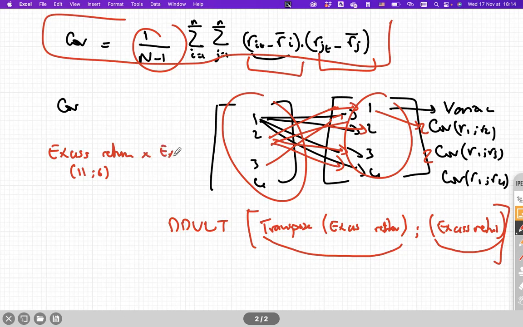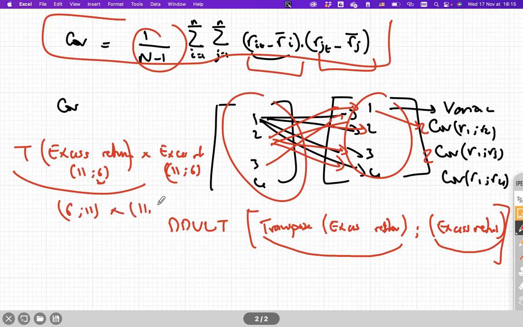We cannot do it directly because excess return, if we want to do so, is also with 11 and 6 dimensions. And we know that to multiply one matrix by another, the number of columns for the first matrix must be equal to the number of rows of the second matrix, right? That's why we did the transpose of excess return. The transpose becomes a matrix with the following dimensions: 6, 11. Now by 11, 6, we get 6 by 6, which is the square variance covariance matrix.